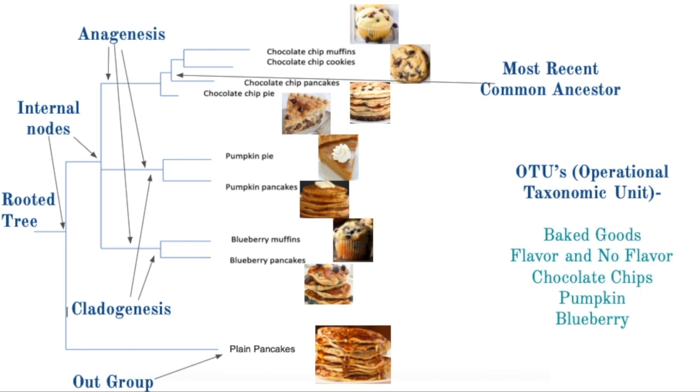Lastly, we have our most recent common ancestors. It is the closest node where you can link them back to each other. One example in this tree is this node here, which represents the most recent common ancestor of the chocolate chip cookies and the chocolate chip muffin.